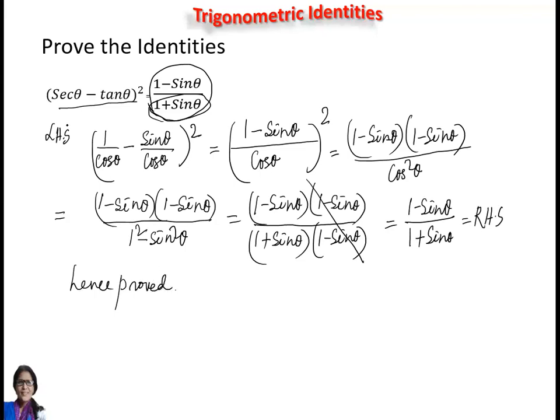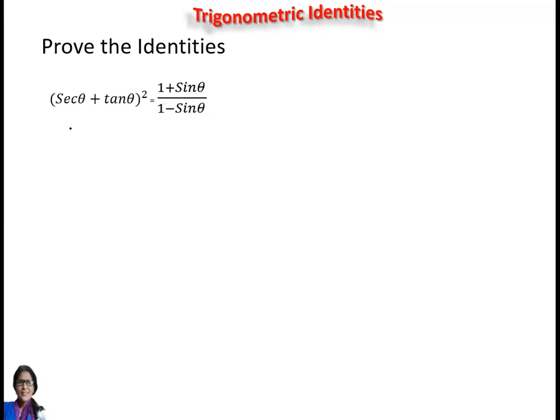So what will be its alternative? It will be sec theta plus tan theta whole square is equal to 1 plus sin theta by 1 minus sin theta. You try to do it yourself, pause the video and try to solve it yourself, so that you can develop confidence.